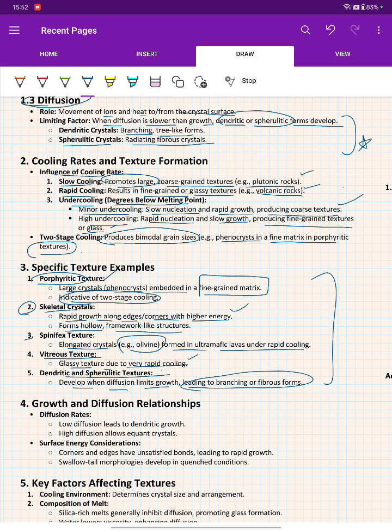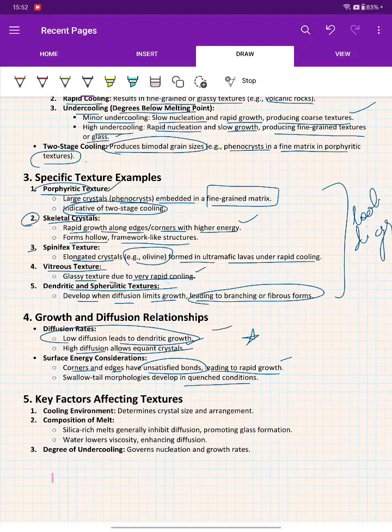So I would tell you to go and look out for the diagrams in detail, so you will know what exactly I'm talking about. Now growth and diffusion relationship. Diffusion rate: low diffusion leads to dendritic growth, and high diffusion allows equant crystals. That is a point you need to remember. Surface energy consideration: corners and edges have unsatisfied bonds, leading to rapid growth, and swallowtail morphology develops in quenched conditions.